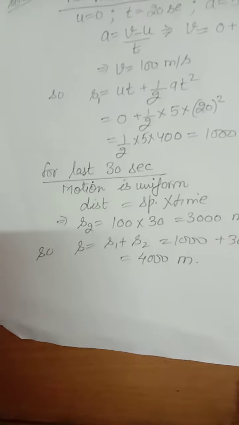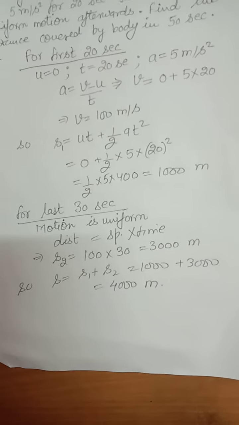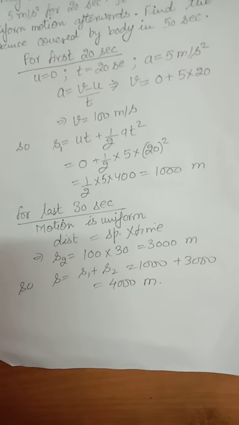Now it is given that after 20 seconds the motion is uniform. So whenever the motion is uniform, we will apply the simple formula that distance is speed into time, and for accelerated or retarded motion we have to apply the equations of motion.